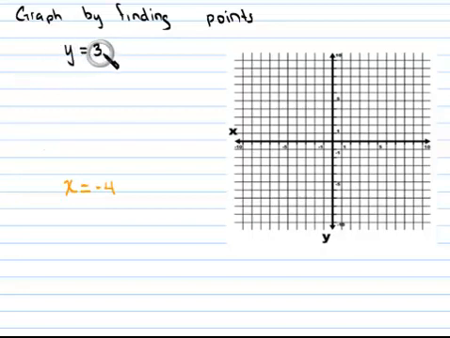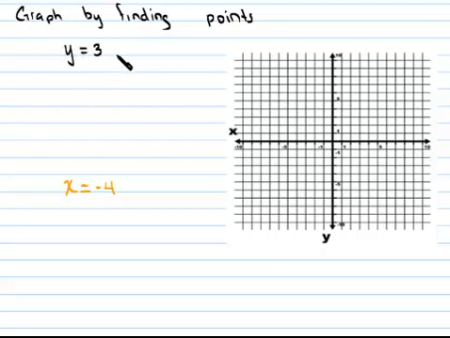Notice there is no x value in this problem at all. It just says y equals 3. So because there's no x value at all, it's telling you that the x can be anything you want it to be. It doesn't matter what the x value is. The only thing that matters is that the y value is 3.